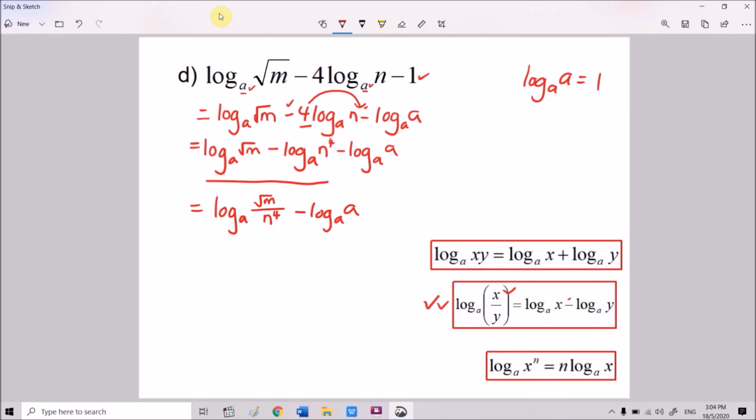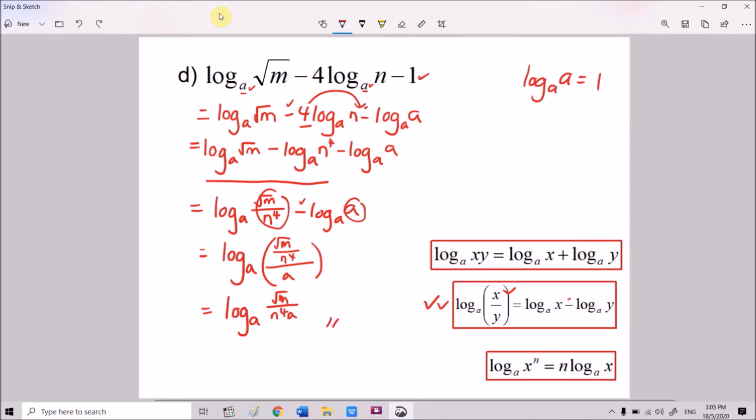Again, we use the division law because of the subtraction here. So you get log base a of this term divided by this term. You get the square root of m over n to the power of 4, divided by a, which is log base a of square root of m over n to the power of 4 a. This is the final answer.